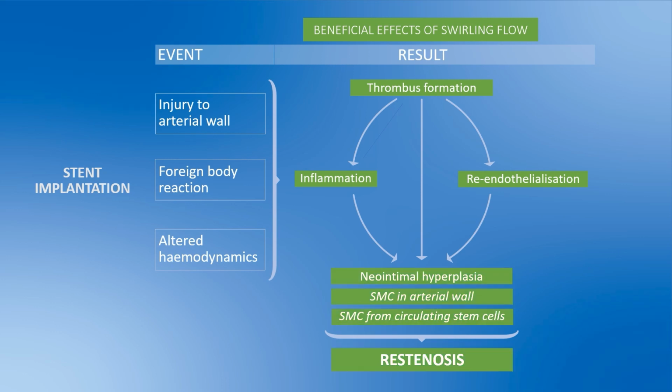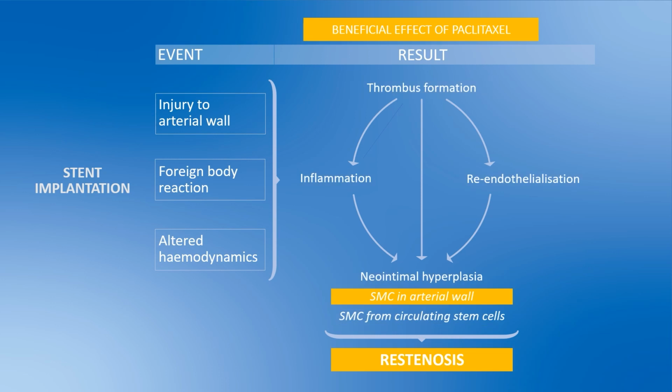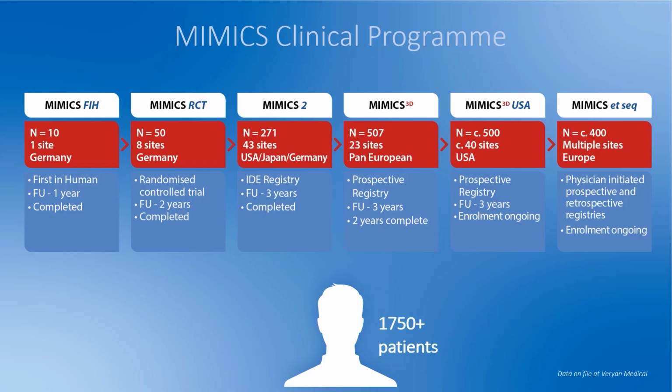Smooth muscle cells from both the artery wall and circulating bone marrow-derived stem cells proliferate, migrate, and secrete matrix. High wall shear not only reduces thrombus and inflammation, which are the main drivers of restenosis, but also has a direct effect on reducing the proliferation of smooth muscle cells. If we look at how paclitaxel works, then my understanding is that the only beneficial effect is on the smooth muscle cells in the wall of the artery.